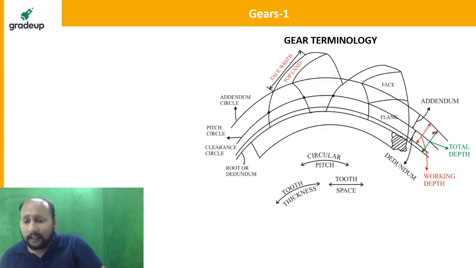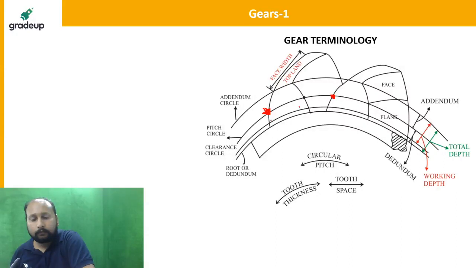I'm repeating once again. Let us take this point, and if you take this other point, the distance between these two points is known as circular pitch. Let me write a number so that you can have a clear idea. Let us suppose this is your number one, and this is the distance between this one and this one. This is your pitch. Clear?